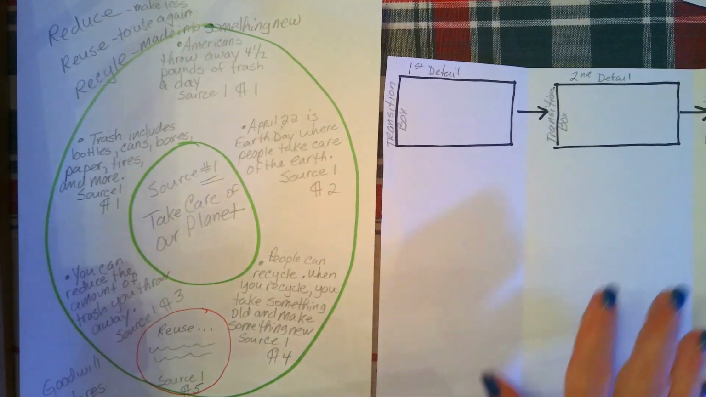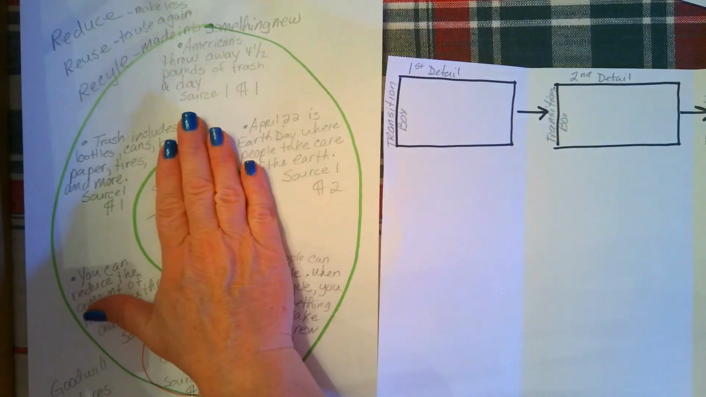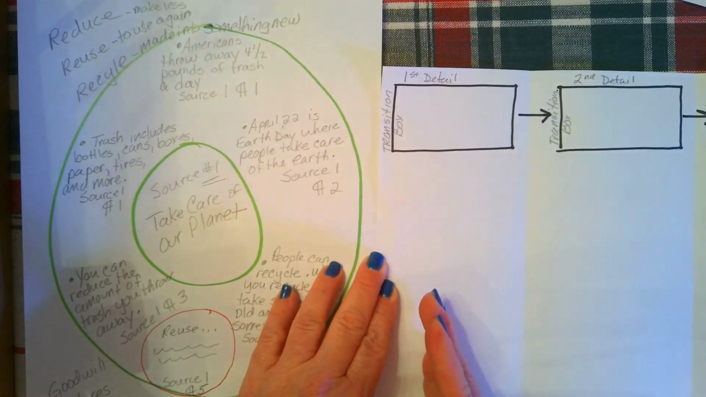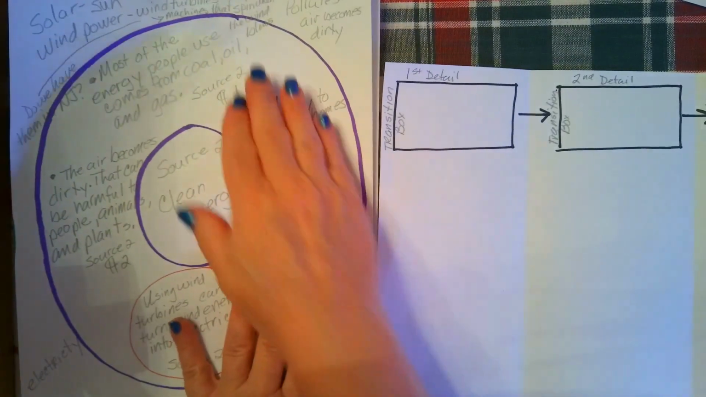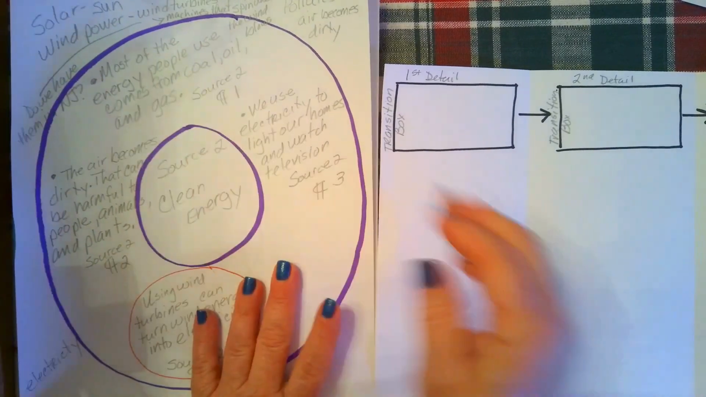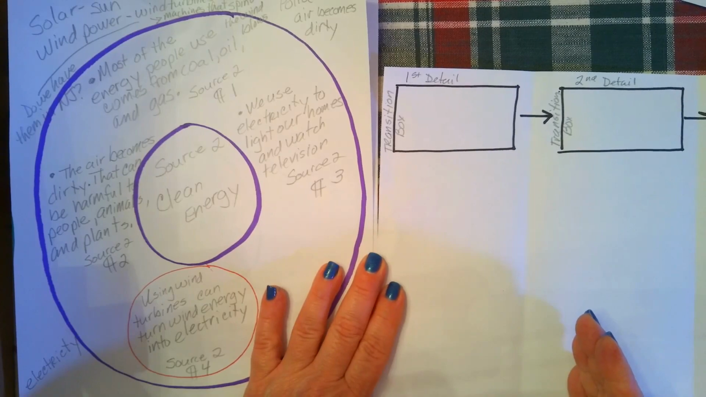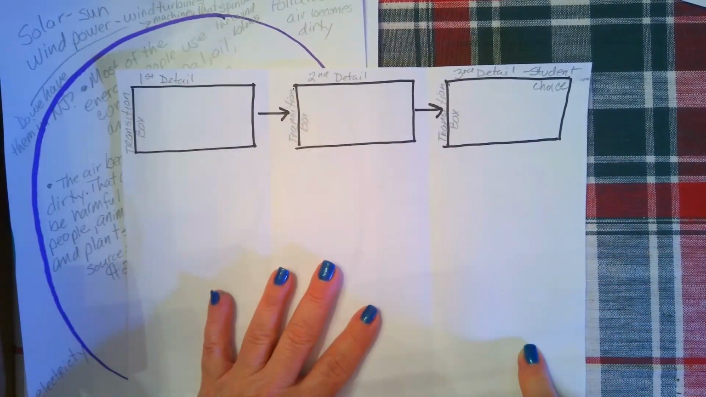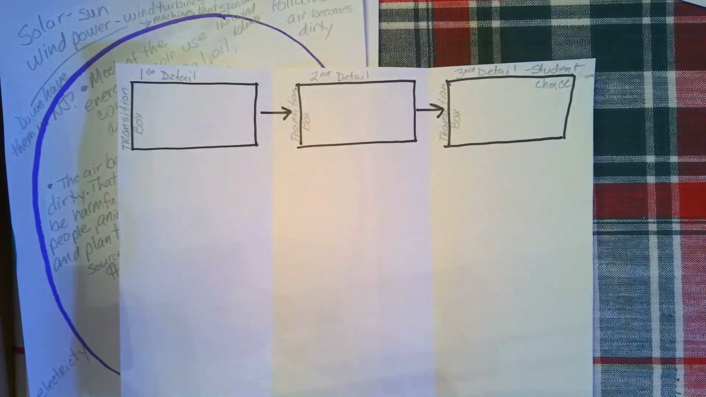So in essence, this flow chart basically takes the information from source number 1 on their circle map and puts it in column number 1. Then they're going to take information from source number 2 and put it in the second column. And then in the third column, they're going to choose the detail that they want to use to put the information in here. So let's go over how this actually works.